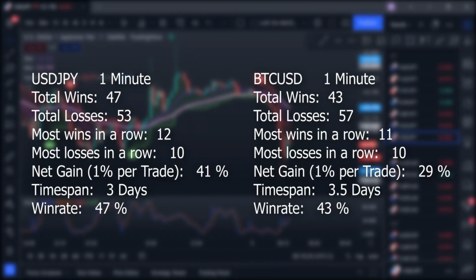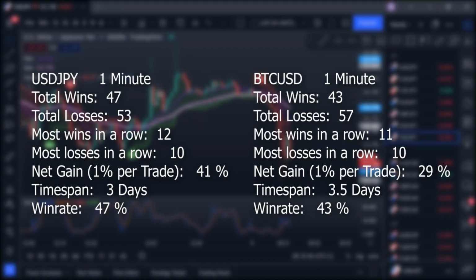So here are the results, and they look amazing honestly. In just 3 days of trading on USDJPY, gaining around 41% on your account seems completely unbelievable. Bitcoin also performed fantastically with a win rate of 43% and would net you 29% gain on your account in just 3.5 days. This is the 1 minute time frame however, so due to spreads and fees your gains will be lower when live trading.